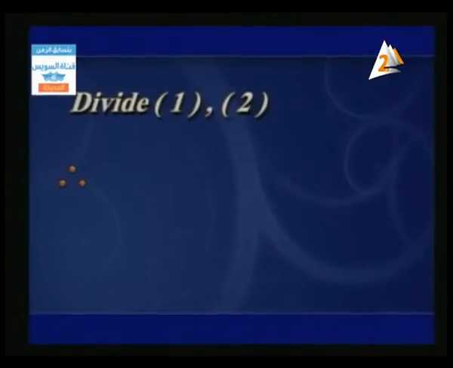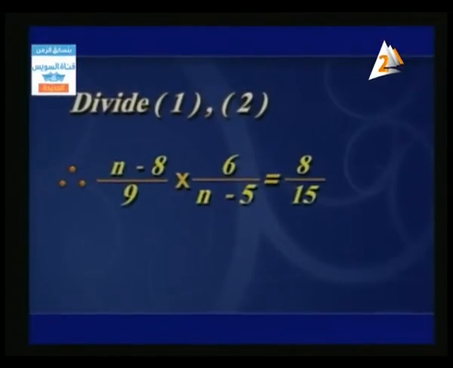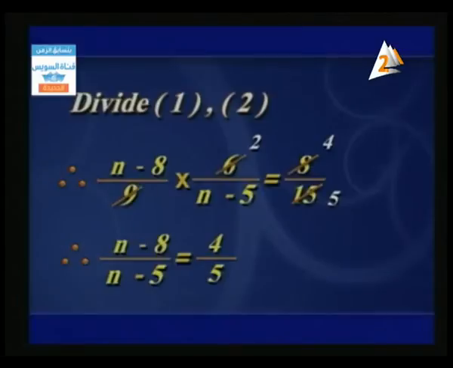Divide 1 and 2, therefore (n − 8)/9 times 6/(n − 5) equals 8 over 15. And after cancelling, or after simplifying, we get (n − 8)/(n − 5) equals 4 over 5. Therefore, n equals 20.